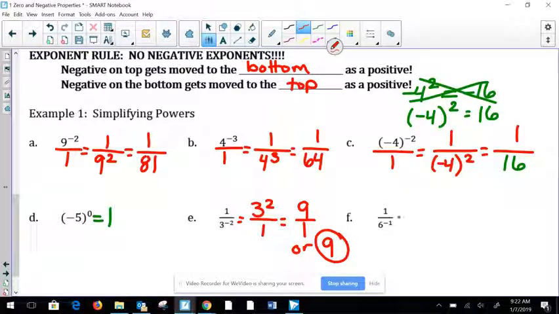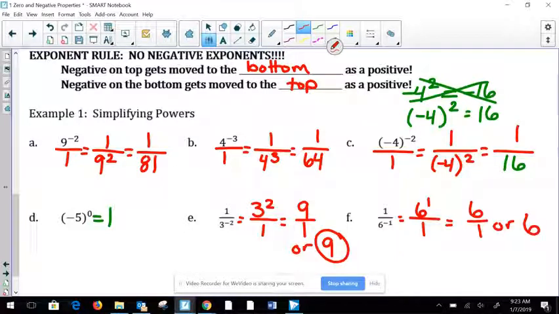Letter F, 1 over 6 to the negative 1 power. Okay, that 6 to the negative 1 gets moved to the, you got it, top as a positive. But 6 to the first power, any number to the first power, is just equal to that number itself. So it's just a 6 over 1 or 6.